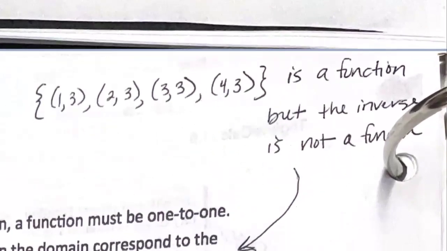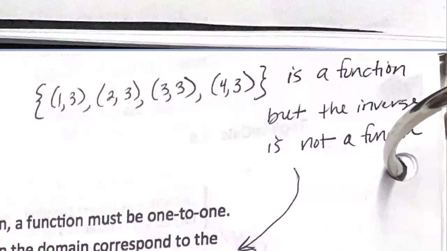So we have the following coordinates: (1, 3), (2, 3), (3, 3), and (4, 3) is a function, but the inverse is not a function. Why would the inverse not be a function? What would you guys think? Yes, because it does not pass the horizontal line test. Which one? The inverse. Okay, so how would I know what the inverse of these coordinates would be?